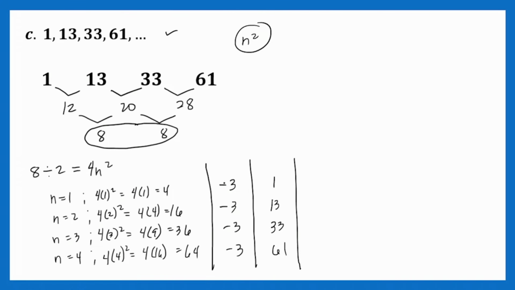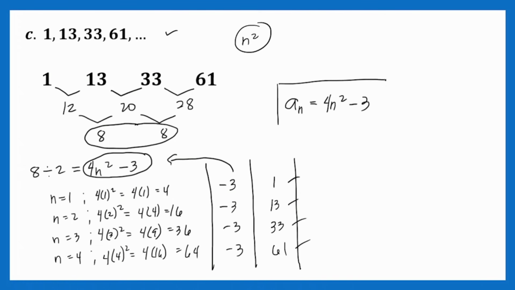Check natin kung tatama nga ba. 4 minus 3 is 1. 16 minus 3 is 13. 36 minus 3 is 33. 64 minus 3 is 61. Lumabas ba ang ating sagot? Alright, so therefore, yung minus 3, idudugtong mo lang siya dito sa 4n squared. And this would now be our general formula or general nth term. Ito ang formal na final answer. A sub n is equal to 4n squared minus 3. This would now be the final answer.